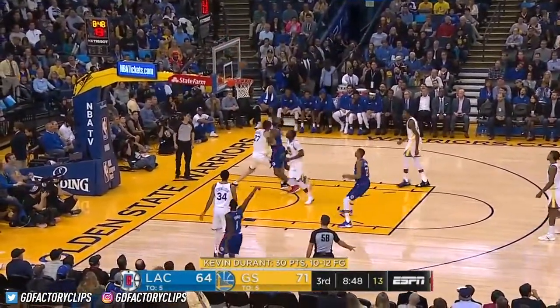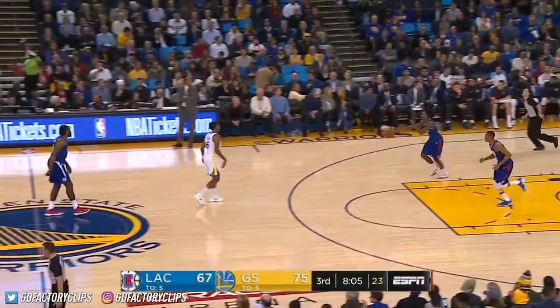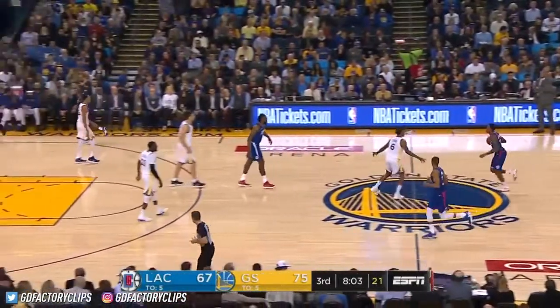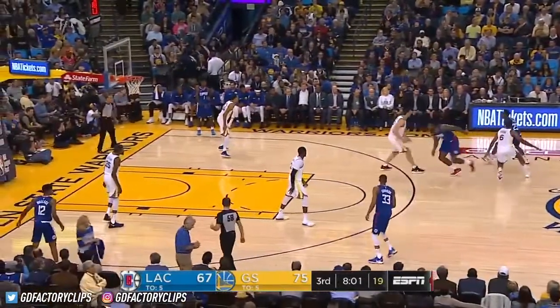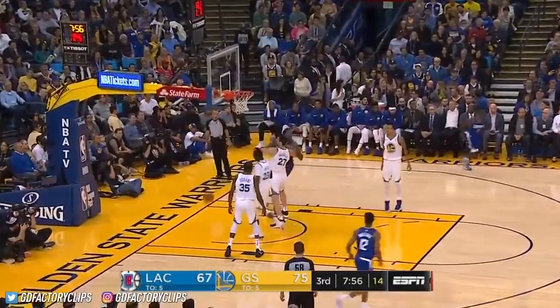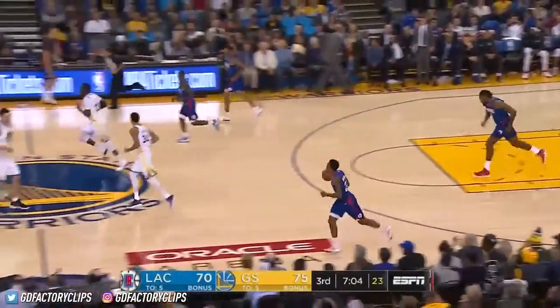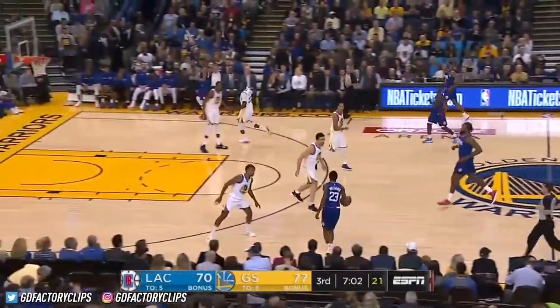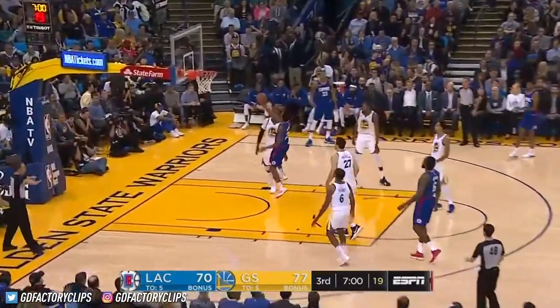And another thing is that Shake Milton talked about, and Doc Rivers talked about, playing free. So what does it mean to play free? We're going to get an excellent example. He rejects the screen right here, and he's able to pull up and shoot free. This is what it means. If you feel you could take your man, if you feel you could score on this guy, you have to feed him in Doc Rivers' offense to do that.